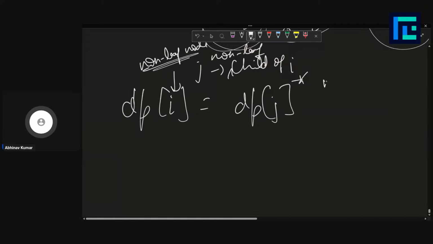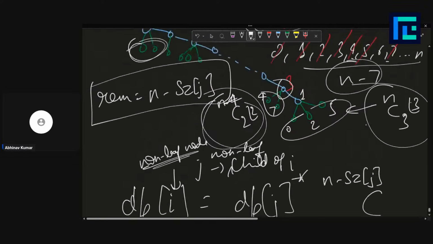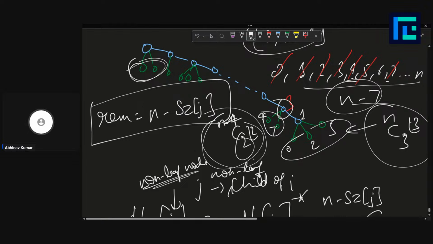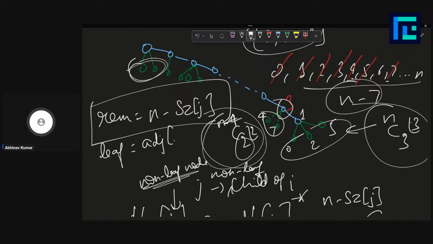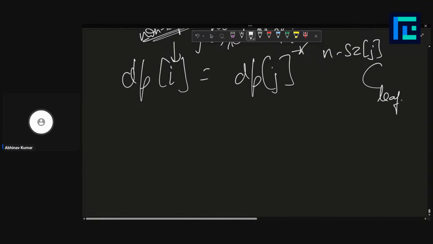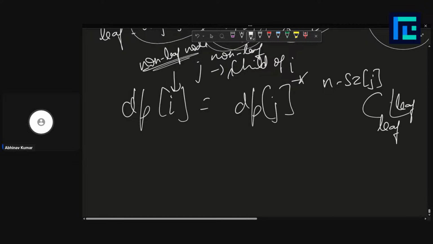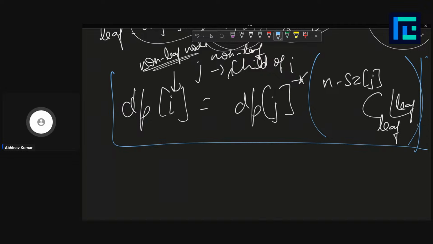So this is multiplied by n minus subtree size of j, c, what would be here? The number of leaf nodes. The number of leaf nodes would be adjacency[i].size, the number of children of I, minus 1, because one child is a non-leaf node. So whatever is the number of leaf nodes, that factorial. If you multiply this particular thing with dp[j], this way we can write out the transition for our dp.